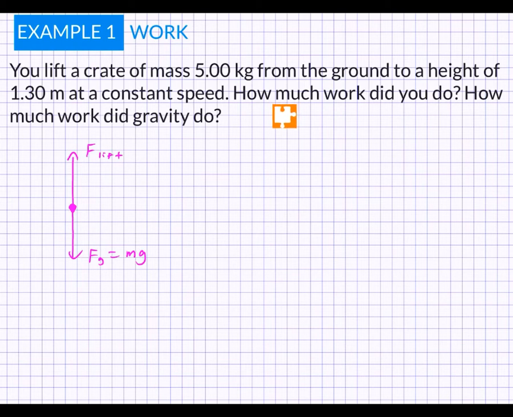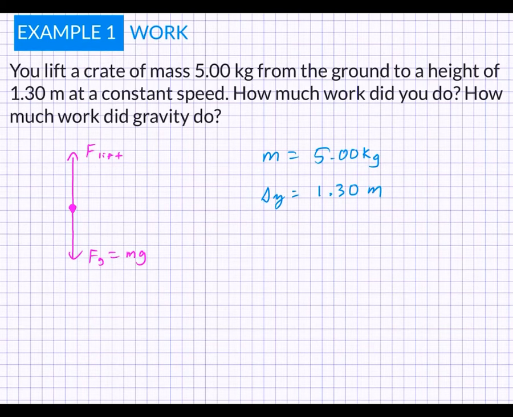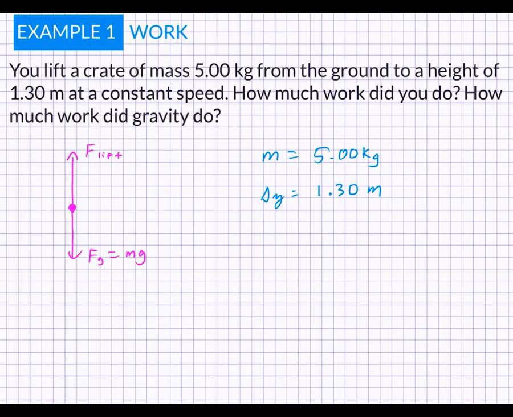So those two forces are going to be equal to each other. And let's write down our knowns real quick. So the mass is 5 kilograms. And the height that we're going to raise the crate is 1.3 meters. Those are our knowns. What's the main equation we're going to need for this? It's the work, right? So we can calculate the work for each of the two forces. It's equal to force times the displacement. In this case, displacement up and down. So we can calculate both.